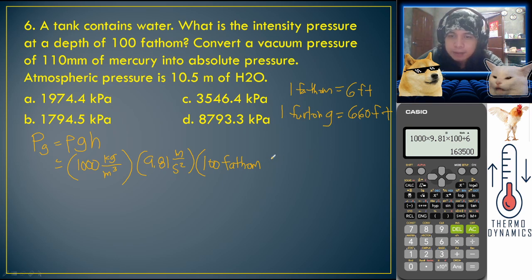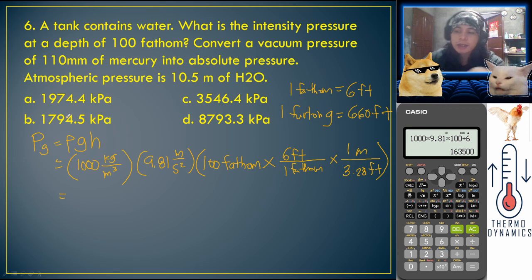Okay, so let's just convert. 1 fathom is 6 feet. And of course, we don't need feet here, because it's the SI unit that we will use. So instead of feet, we use the meter conversion. And we know that 1 meter is 3.28 feet. You should know that. If you don't know, then use the calculator. It's there. Okay, so let's press.